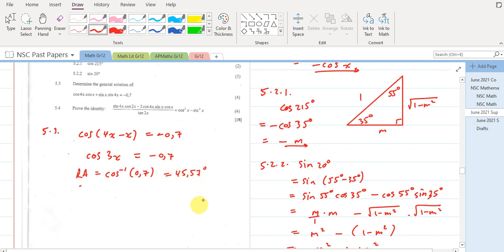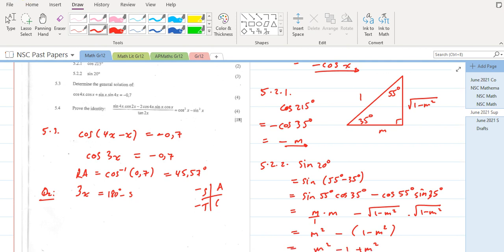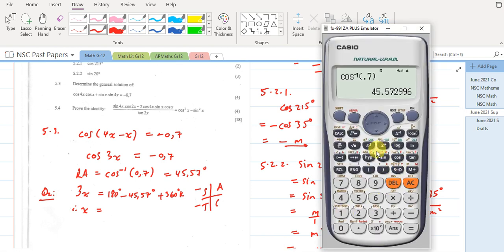45.57 degrees. Now, where is cos negative? Second and third quadrant. So the quadrant 2 solution will be 3x is equal to 180 minus 45.57 degrees plus k times 360 degrees. Therefore, x is equal to 180 minus 45.57 divided by 3.